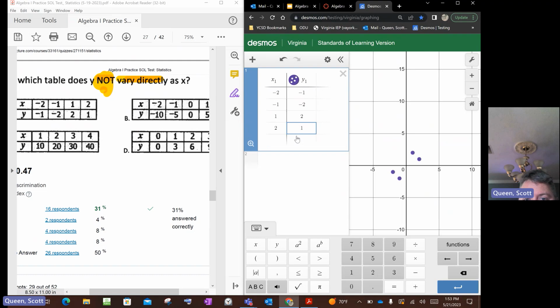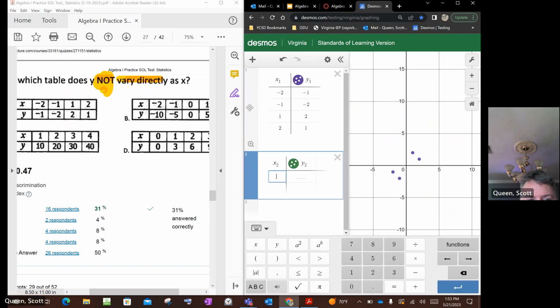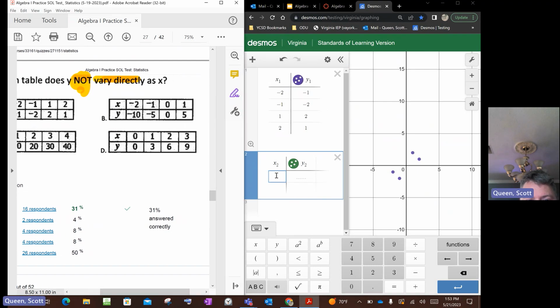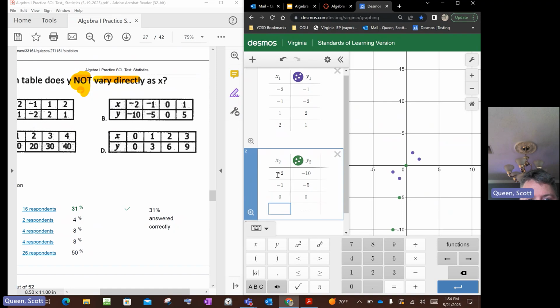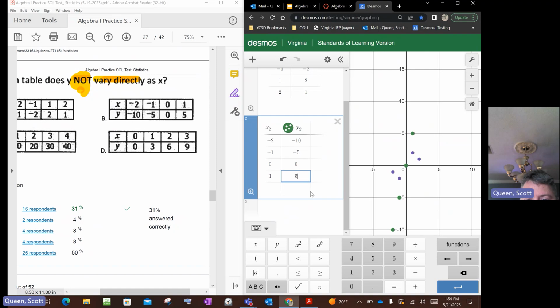All right, look at what's happening there. All right, let's create another table. All right, for B, X. All right, so I got -2 and -10. Then I have -1 and -5. Then I have 0 and 0. Then I have 1 and 5. Okay, that's my second table.